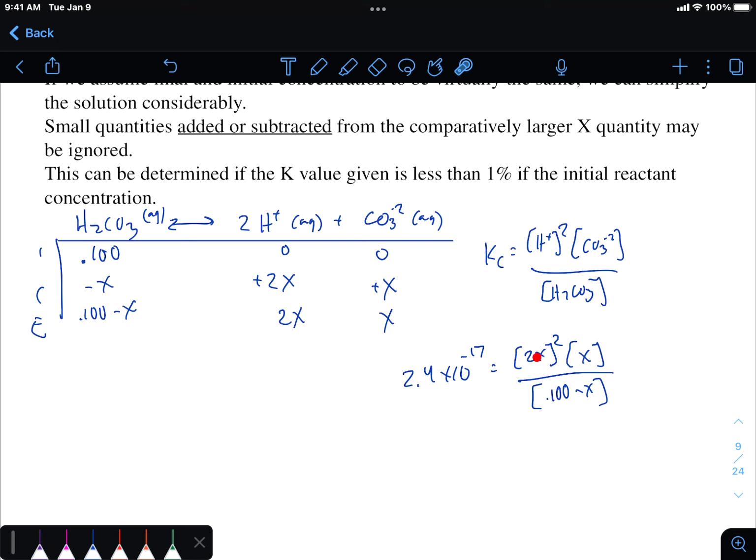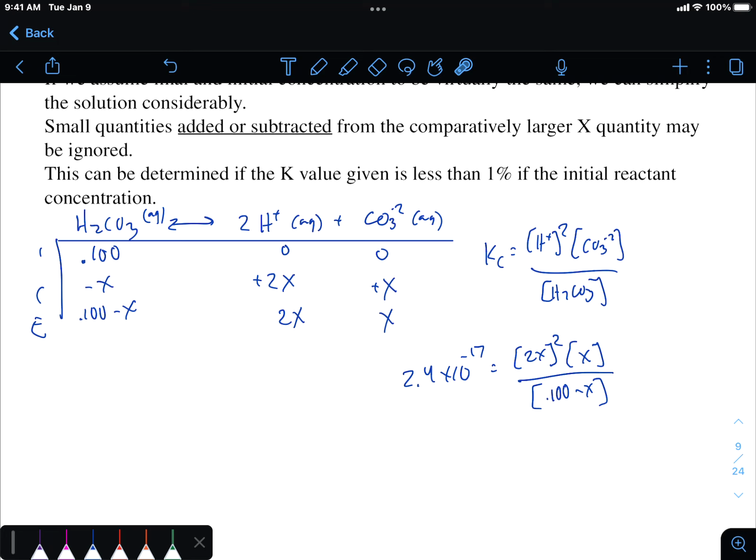Do you see how this concentration right here, the 0.1 molar, and the K value here, can you tell me how many orders of magnitude apart they are? How many orders of magnitude apart is your initial concentration and the equilibrium constant? 15, 16. Yeah, 16 orders apart. Isn't that a big difference?